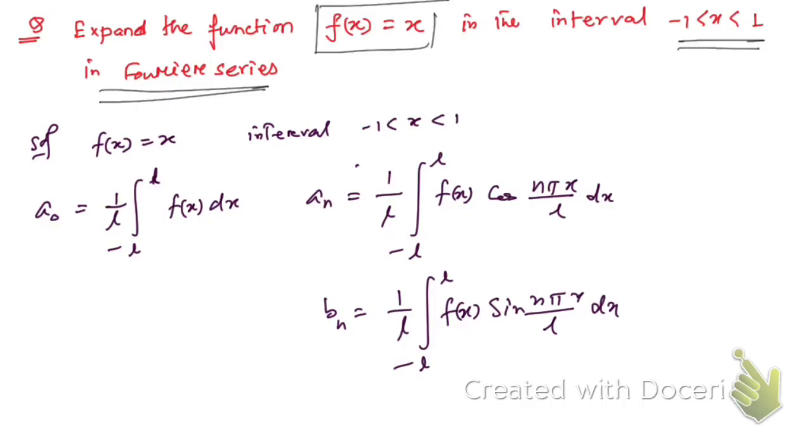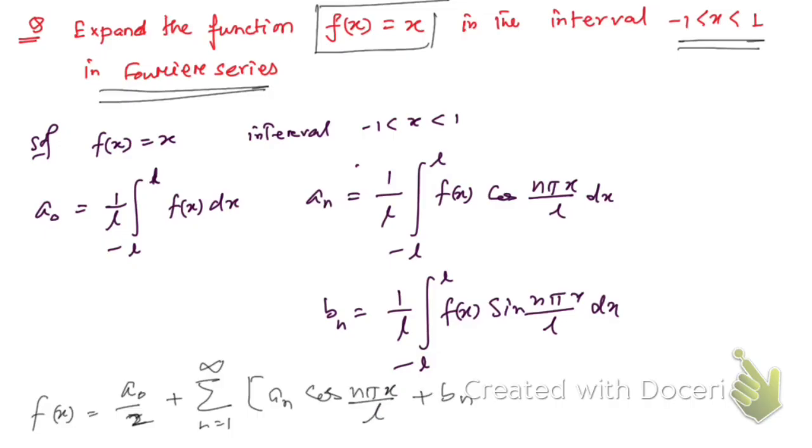And the Fourier series is given by f of x is equal to a naught by 2 plus summation from n is equal to 1 to infinity of an cos n pi x by L plus bn sin n pi x by L. That is the series actually, okay?